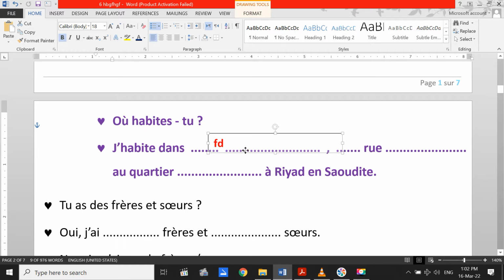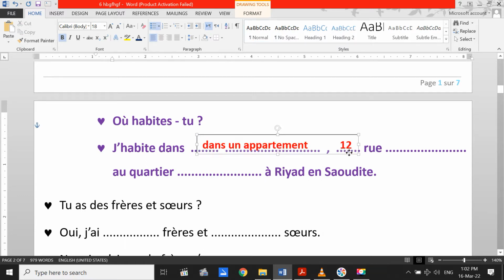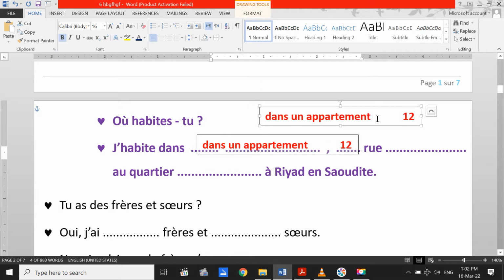Donc, j'habite dans, and here we say the number of the building in the beginning. Or as we said in the previous session, we say dans une maison, in a house, or dans un appartement, an apartment, or dans une villa. And here we say the number of the road. It can be, par exemple, 12. This is the number of the building on this street. Okay, 12.